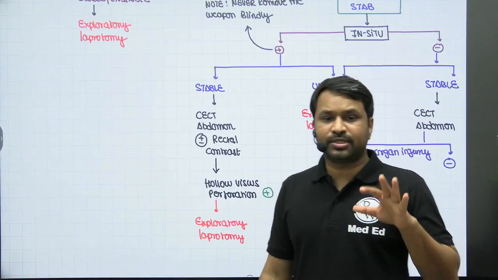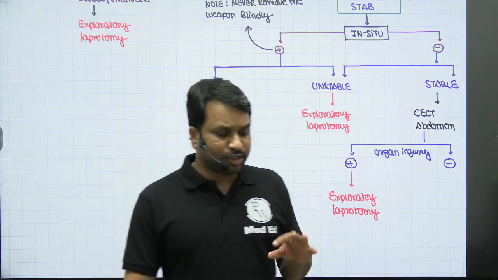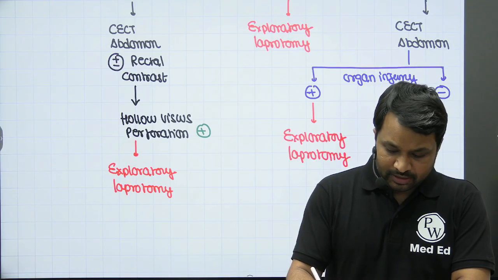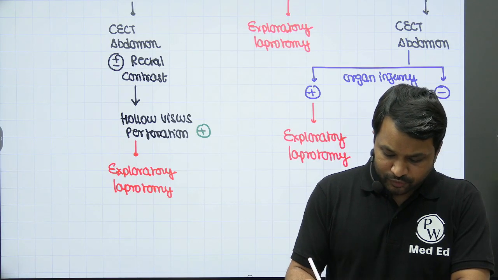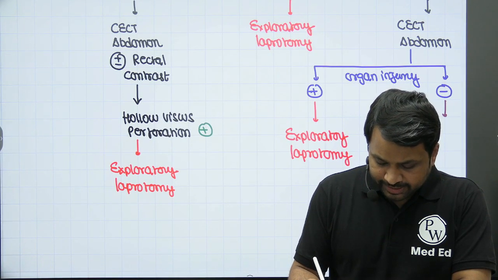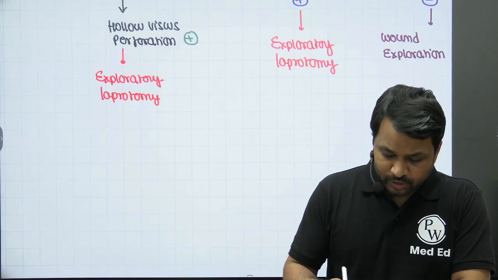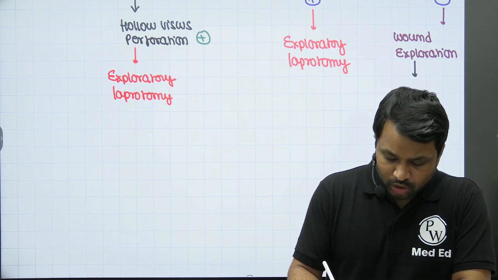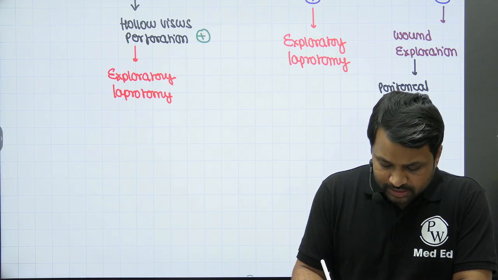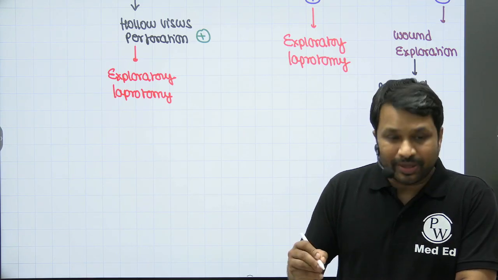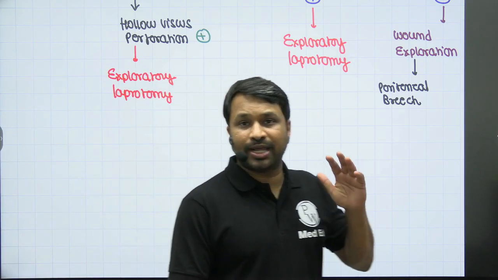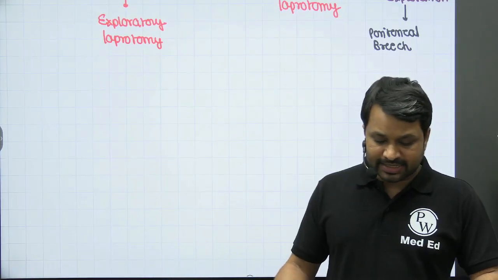So, if on the patient's CCT abdomen there is organ injury, you can go with exploratory laparotomy. If there is no organ injury, now this is where I will take the patient for wound exploration. And in wound exploration, I will assess something called the peritoneal breach. Now, peritoneal breach cannot be assessed on any cross-sectional image. It has to be examined physically.